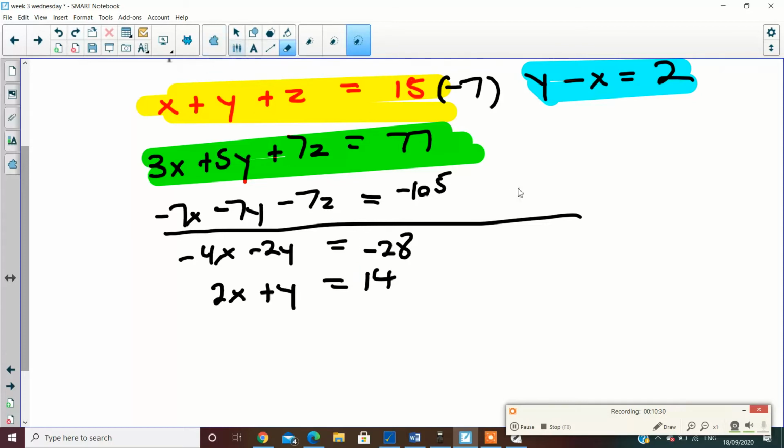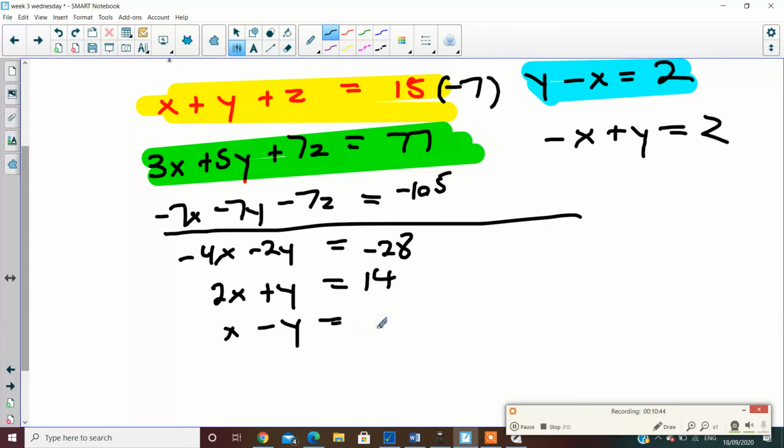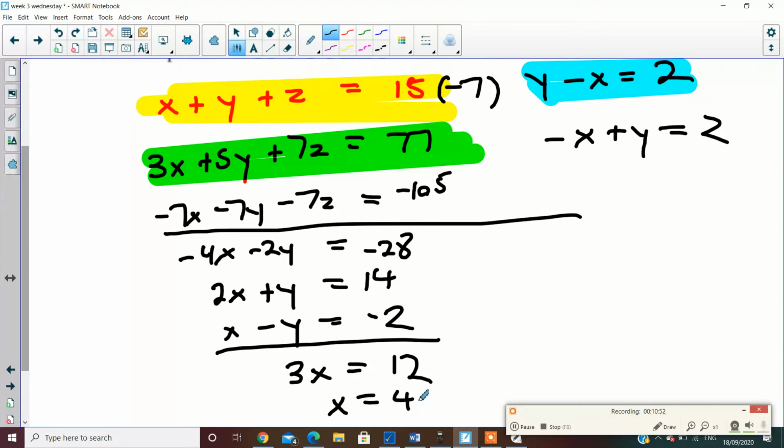Awesome. Now, that is minus x plus y equals 2. That means I have to change that to a minus. Minus minus x is x minus y equals minus 2. 3x equals 12. X equals 4. Alrighty. Minus 4 plus y equals 2. Y equals 6. X is 4, y is 6. That implies Z equals 5.